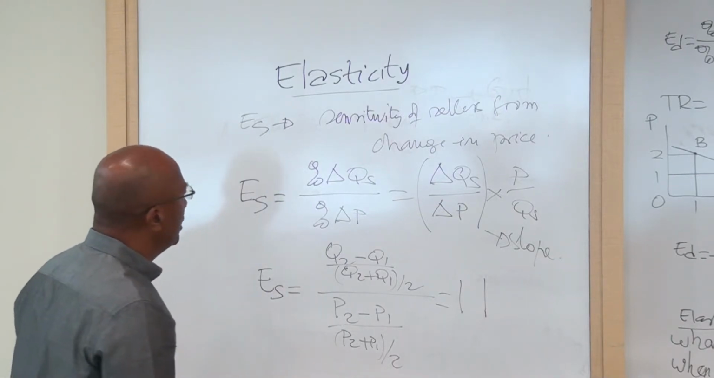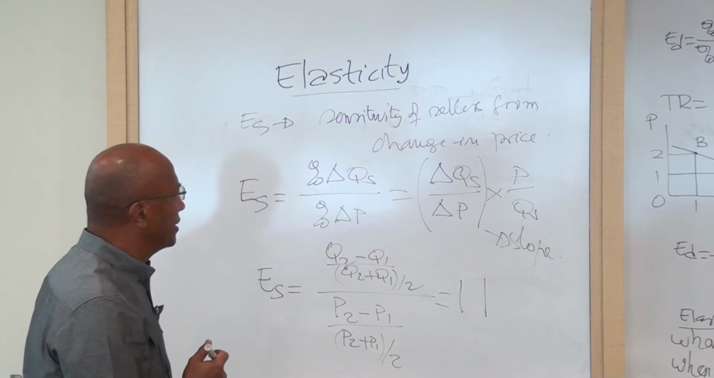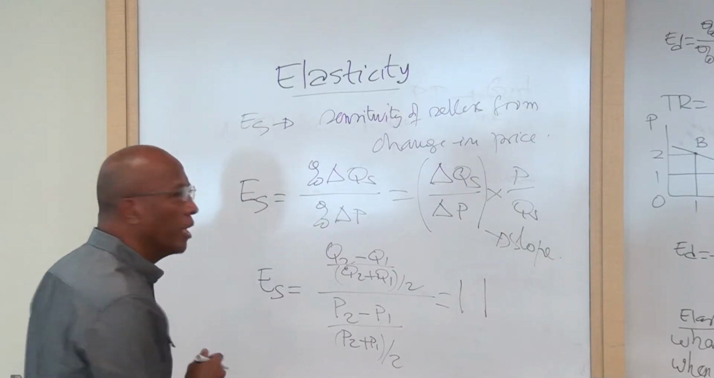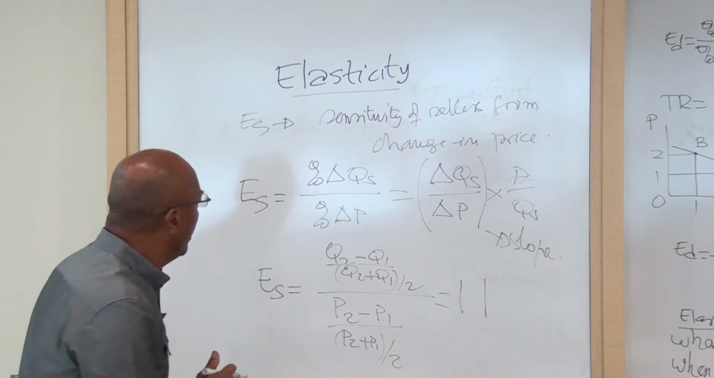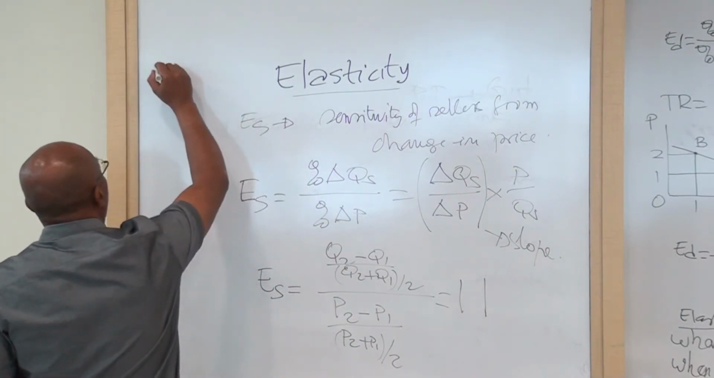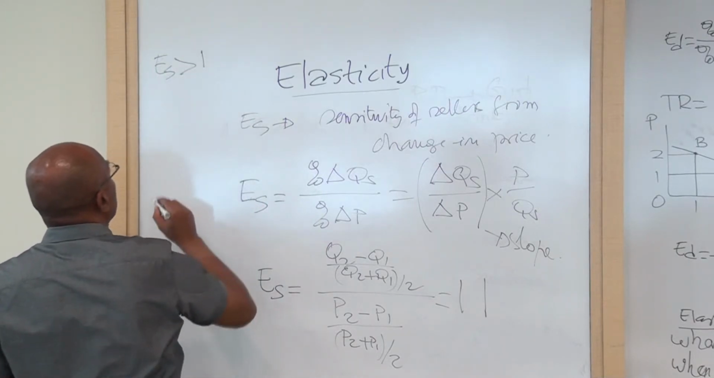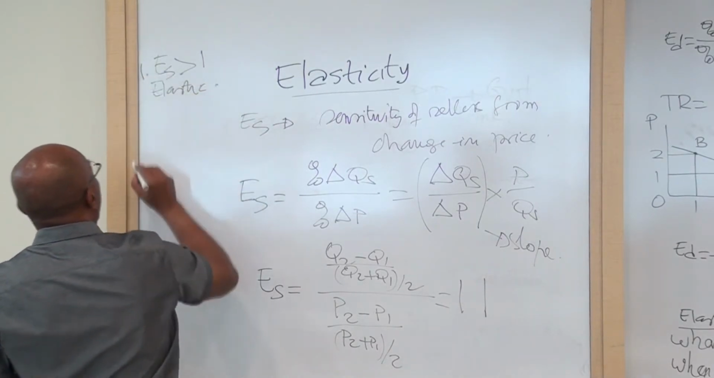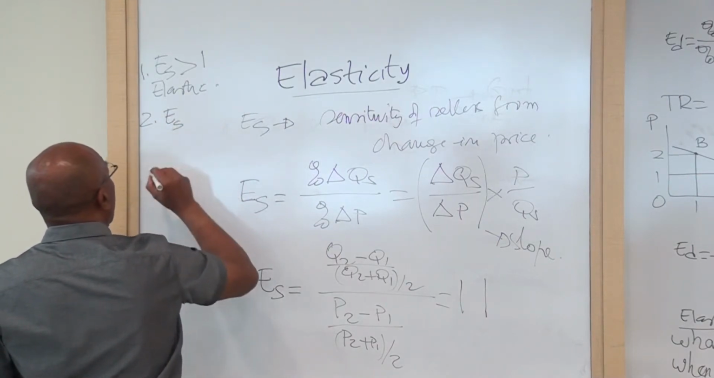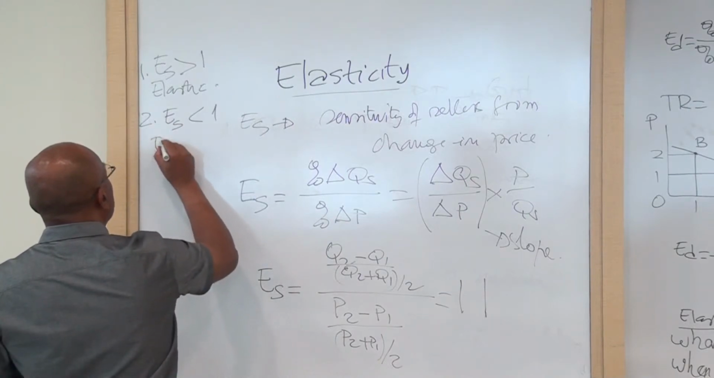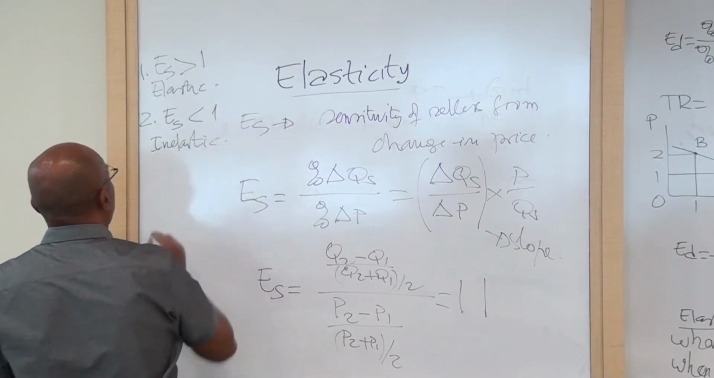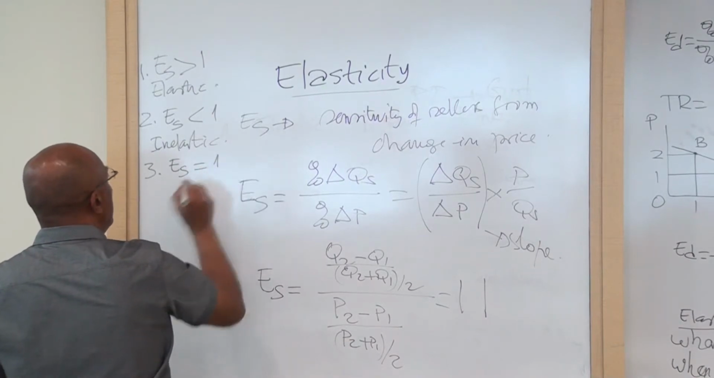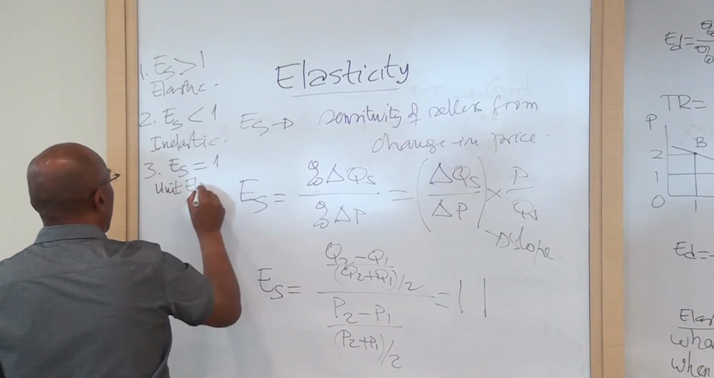From there, we also need to talk about the elasticity. Either that will be elastic supply, inelastic supply, or unit elastic supply. If the elasticity of supply is greater than 1, then we have elastic supply. That is number 1. Number 2, if you find that your elasticity of supply is less than 1, then that is an inelastic supply. Number 3, when elasticity of supply is equal to 1, then you have a unit elastic.